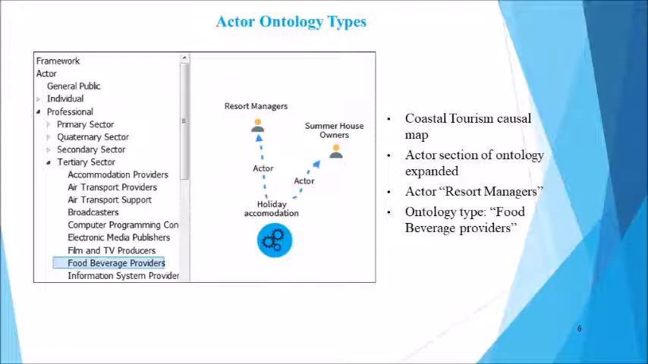providers. So they have dragged and dropped it onto the canvas, and they've created the actor resort managers, who are food and beverage providers. And then to connect the actor to the activity holiday accommodation, they would drag a line from the element to the actor, and then that links that actor with that activity.